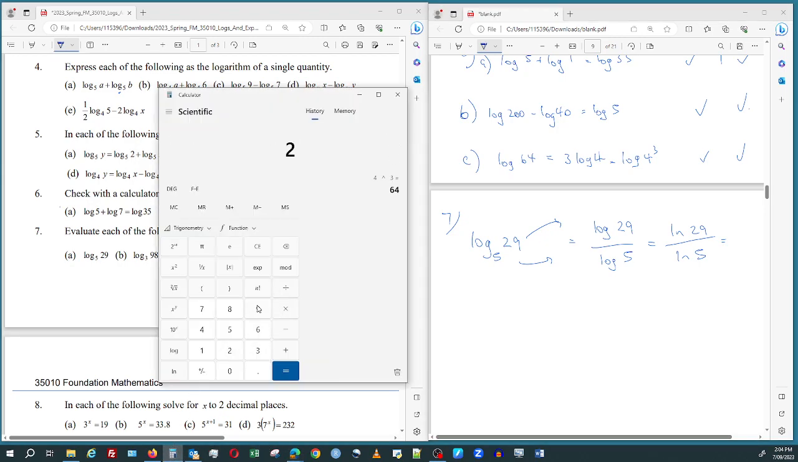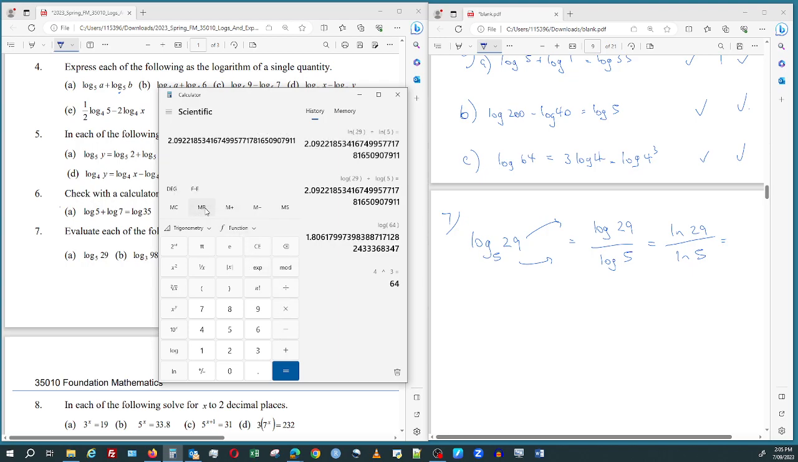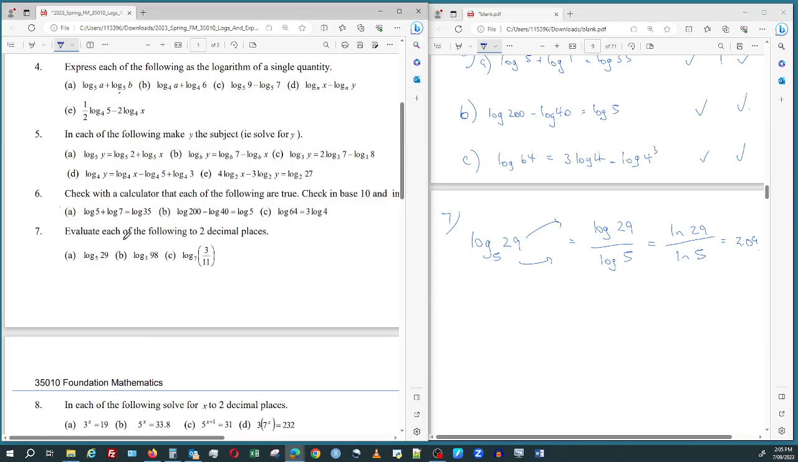So log 29 divided by 5 log is 2.09, so we'll put that in the memory. 29 the ln divided by 5 the ln is equal to, now memory recall shouldn't change it, it didn't, 2.09. Okay, so very straightforward, 2.09. So the change of base formula is very helpful because it can take formulas that we're not familiar with and pop them in using our calculator, which we are familiar with.